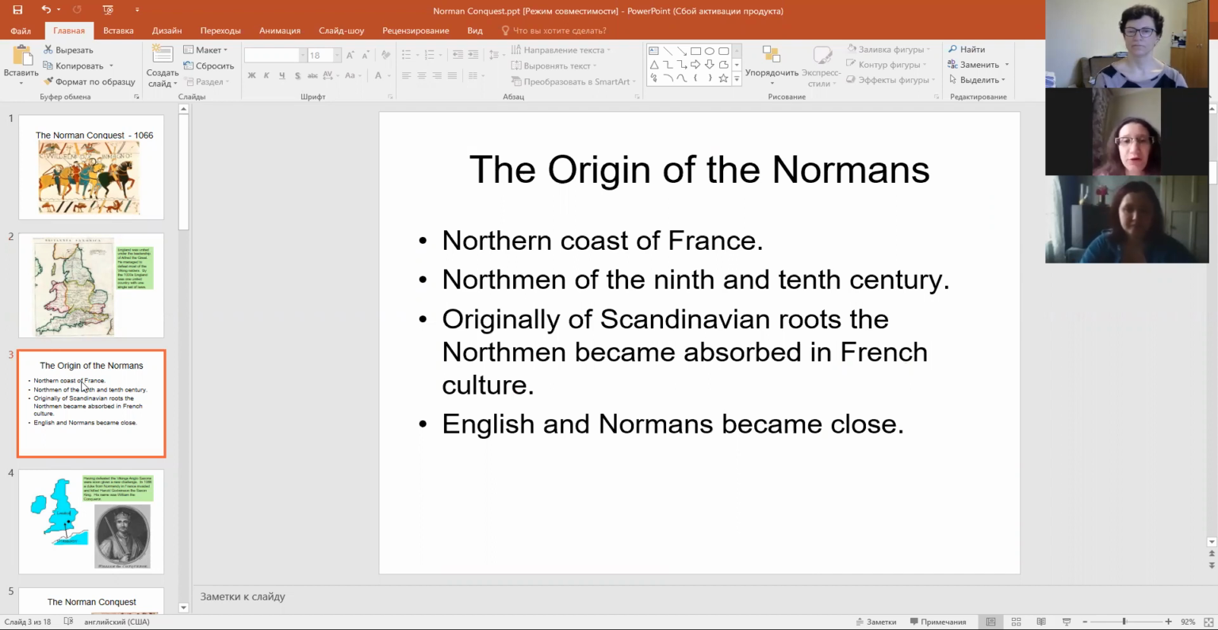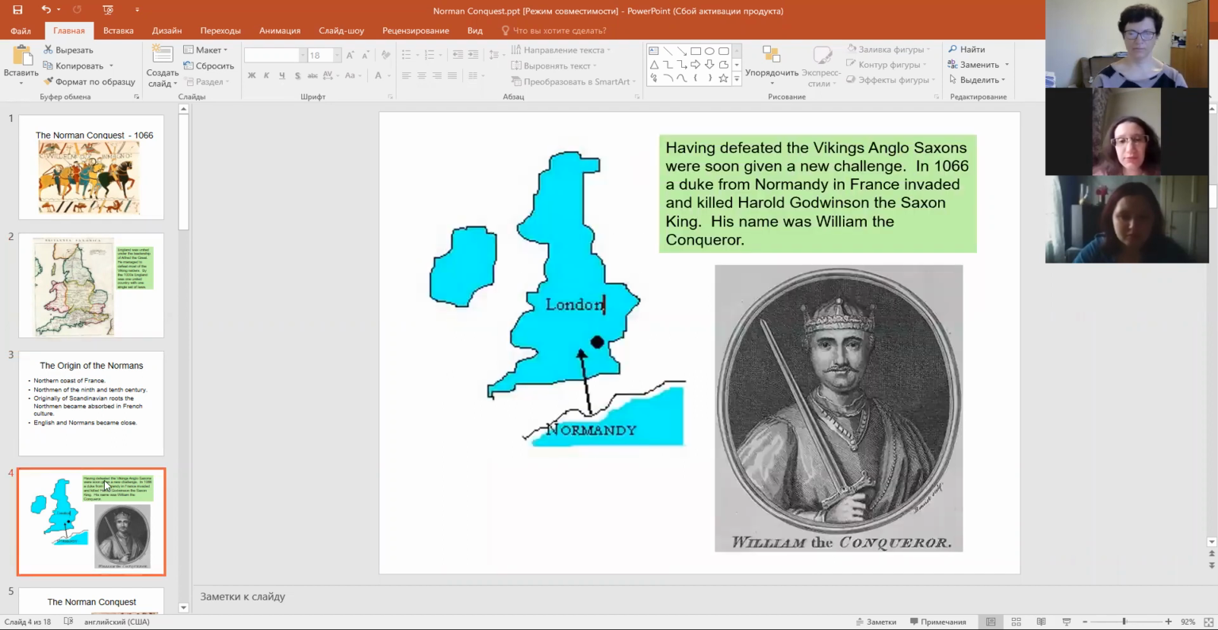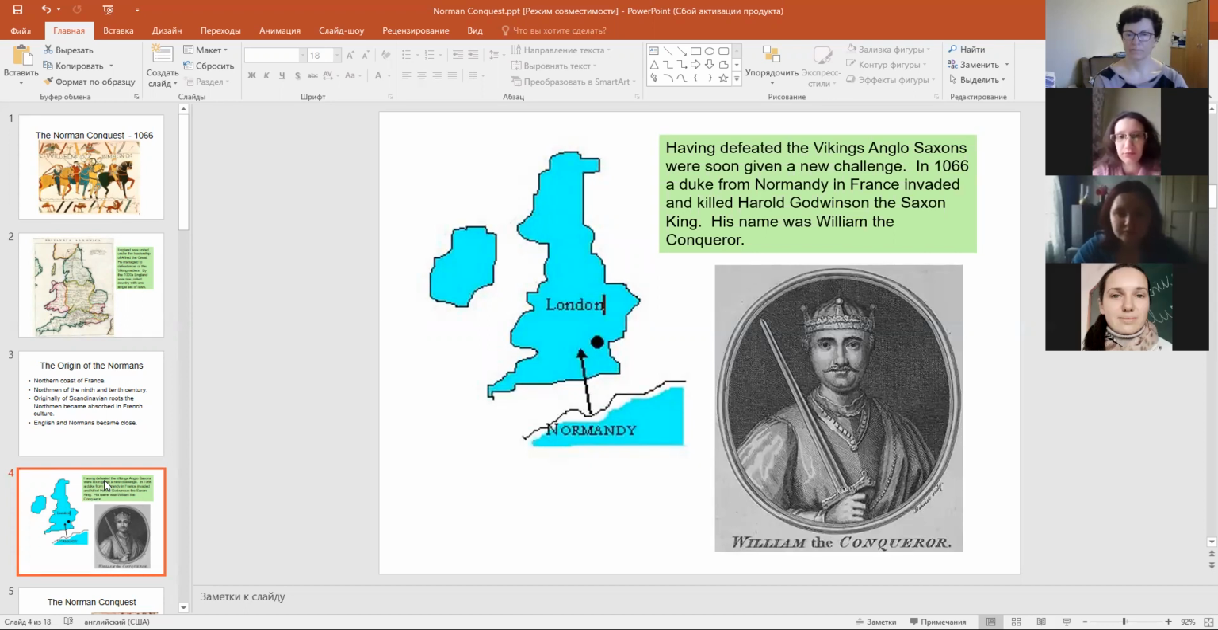The origin of the Normans. Northern coast of France, Norsemen of the 9th and 10th century. Originally of Scandinavian roots, the Norsemen became absorbed in French culture, and English and Normans became close. Marin, who was the main hero of the Norman invasion? The hero of the Norman invasion is William the Conqueror.